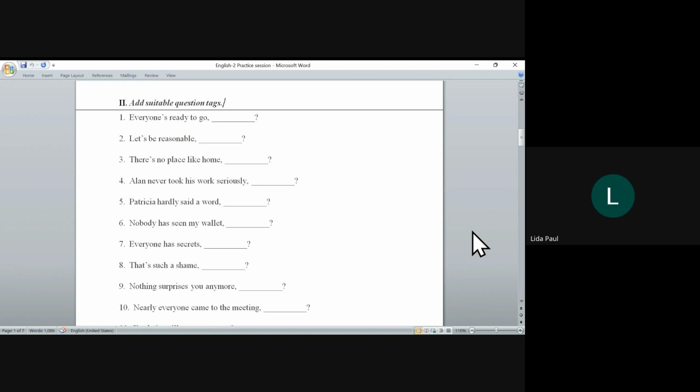Yeah. Second would be let's be reasonable. Shall we? We don't use the negative form in the subjunctive mode sentences, right? You will simply say shall we. Okay. Let's be reasonable, shall we? Not shan't or shall not be. Shall we?